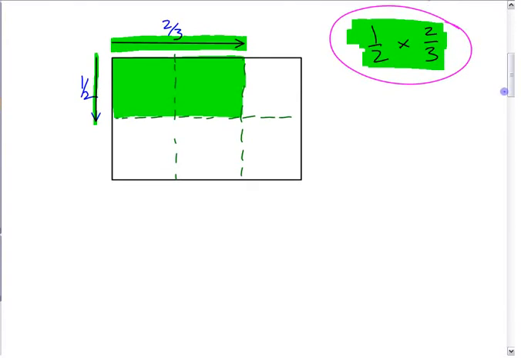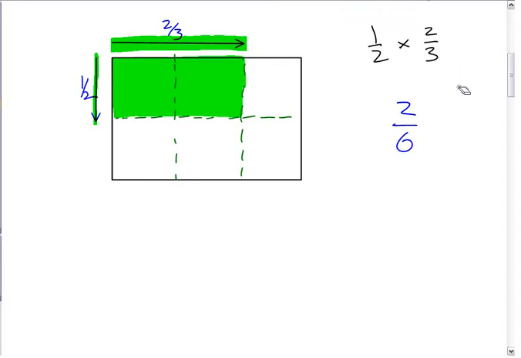How much? 2/6. These 2 fractions multiply out to 2/6. You got 2/6 of it. When you draw the rectangle, it's obvious what you're doing, right? It's obvious that you have 2/6 of the rectangle. Now we're going to go back to the way we were doing it before, right?